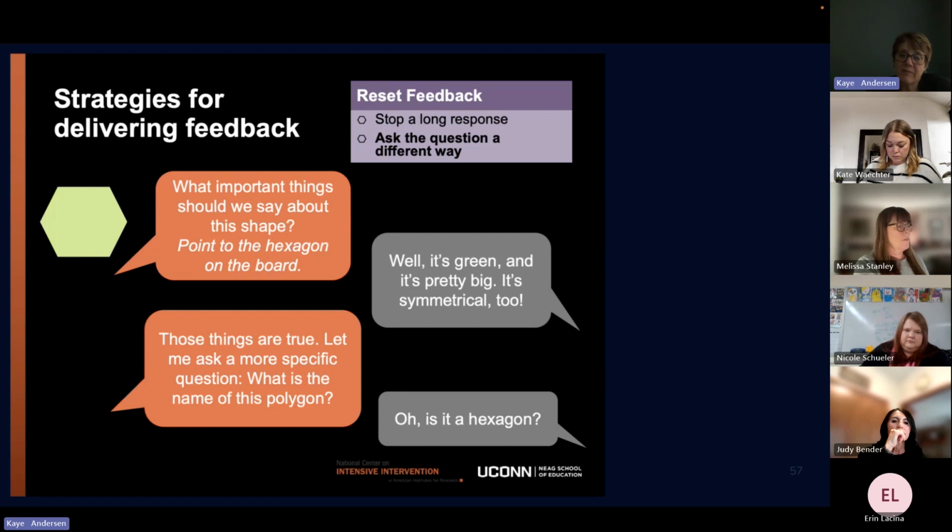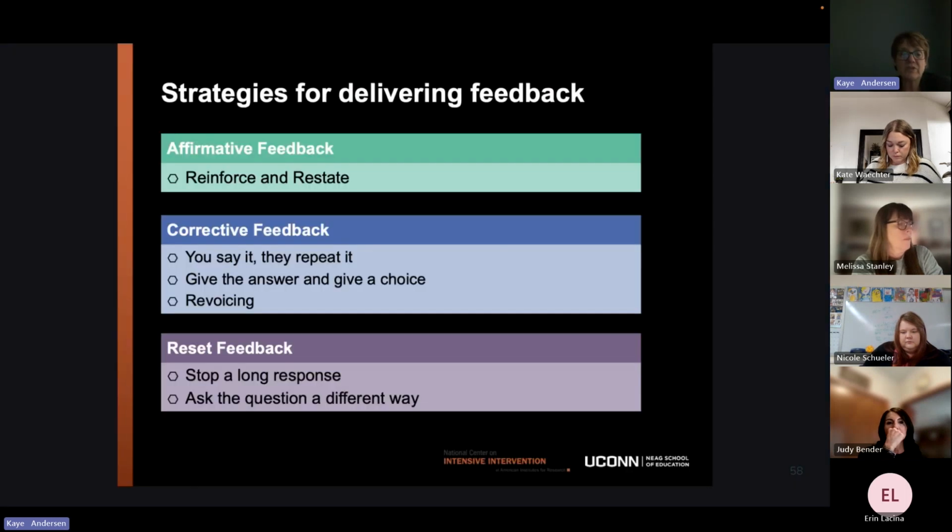Point to the hexagon. "Well, it's green. It's pretty big. It's symmetrical too." Well, those things are true, but let me ask you a more specific question to help you get to what I'm asking. What is the name of this polygon? If we didn't give enough information in our question to point them in the right direction, we can prompt and give them cues to get them to answer more correctly.